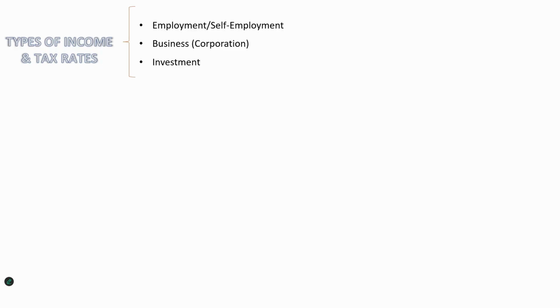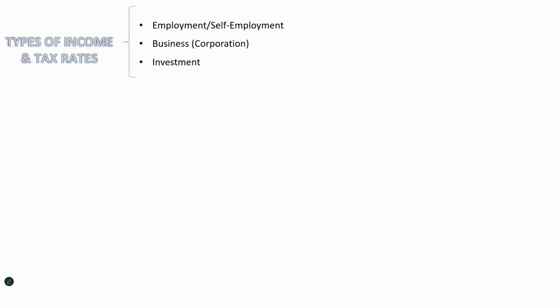Okay. So when we want to talk about segregated funds and annuities, something that's really important in the beginning is that we understand what types of income we have and also how the tax rates are calculated. So there are three ways that you can make money in Canada. If we're not talking about illegal stuff, legally, there are three ways. One is employment or self-employment. The other one is having a business, a corporation. And the third one is investments.